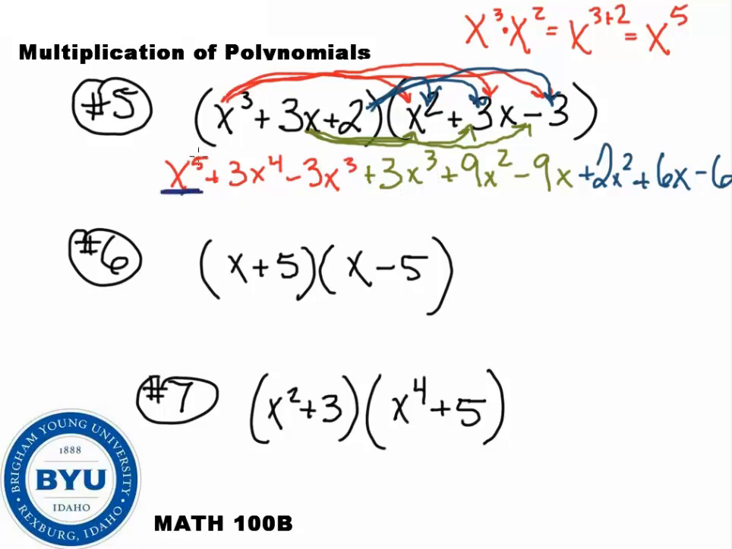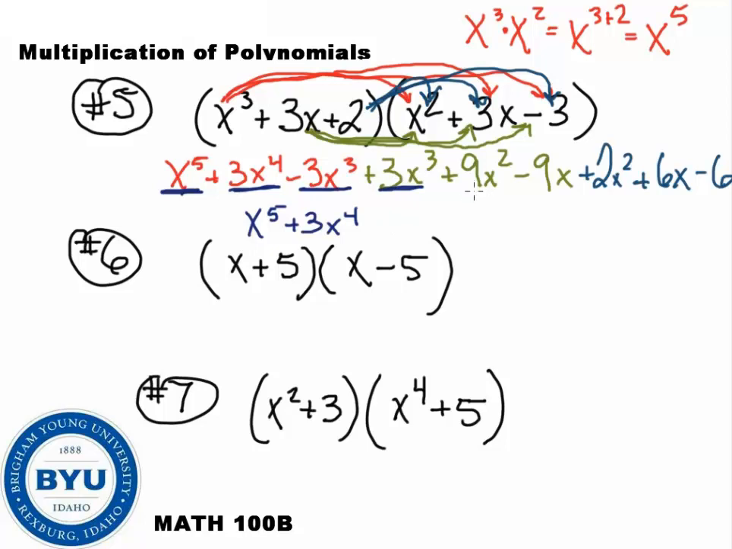So x to the fifths. Do we have any other x to the fifths? Nope. x to the fourth. Do we have any other x to the fourths? Nope. x cubeds. Oh, here's an x cubed, and here's an x cubed. Oh, that's interesting. We had negative 3x cubed plus 3x cubed. Those go away. Sweet.